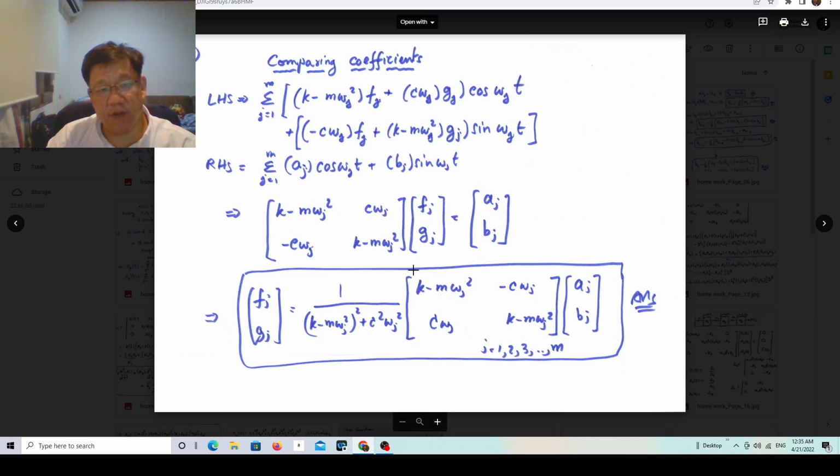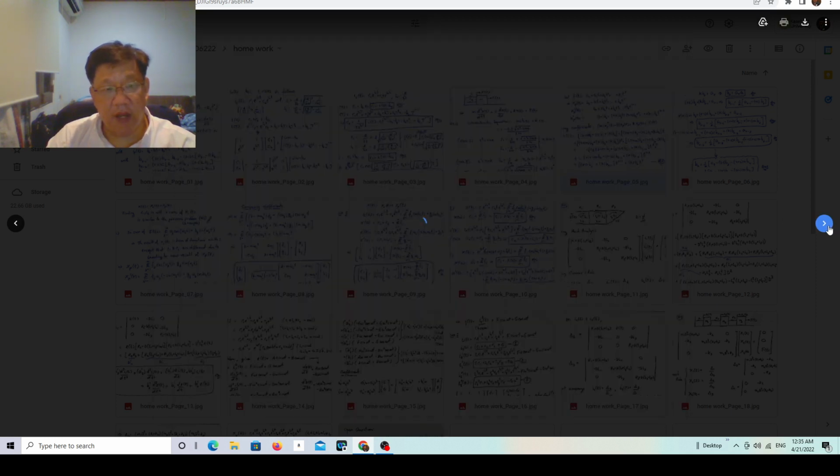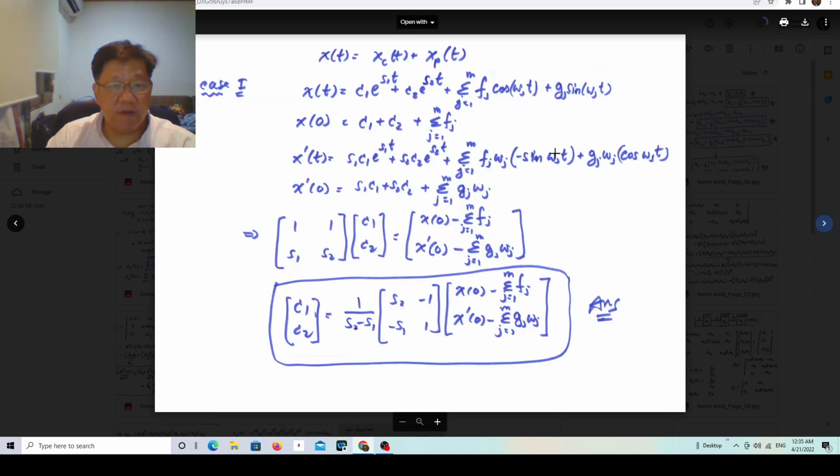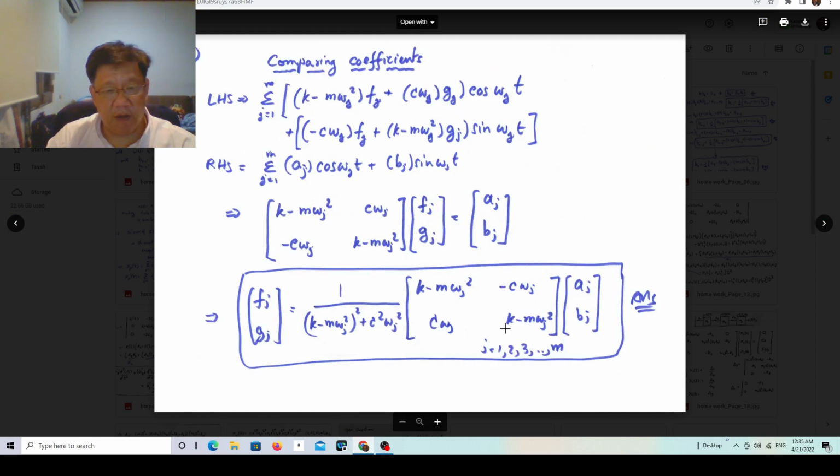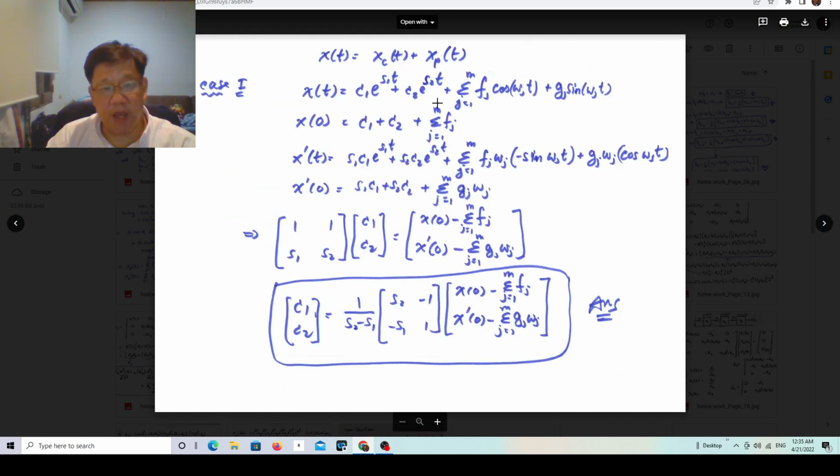And so you get x sub p(t) in general form now, because you can find f sub j and g sub j in terms of a sub j and b sub j, based on this relationship. And then the next step, we're going back to the classical initial value problem, supposing that at time t equal to 0 you have two conditions, of the zero order and the first order.